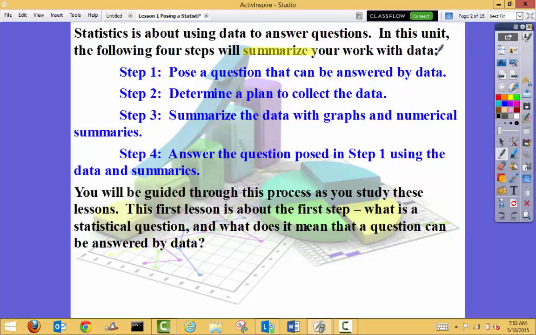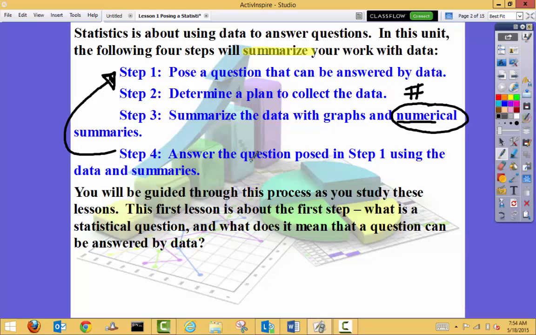Step three is summarize the data with graphs and numerical summaries. Notice my base word in numerical is number or numeral, so I know it's going to have a number summary. Step four is answer the question posed in step one using the data and the summaries. So for example, if I ask the question, how many people have red as their favorite color? I need to make sure I go back and answer that question. I don't just want to collect the data and forget the question.